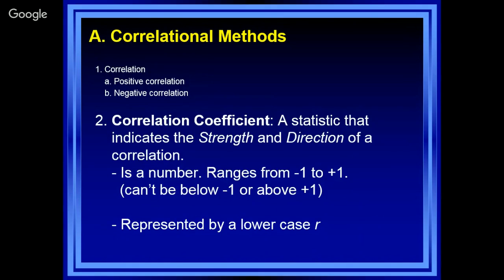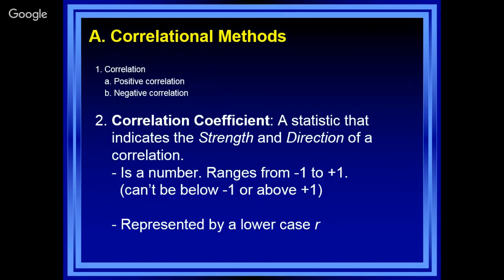How does it get represented to us? Well, it's through a correlation coefficient, and that's defined as a statistic that indicates two things, strength and direction of a correlation. And if I were you, I'd underline those two terms that are italicized. It's really important to remember that a correlation coefficient is a statistic, or a number, that indicates two things, strength and direction of a correlation. And we're going to talk about strength and direction in a minute.